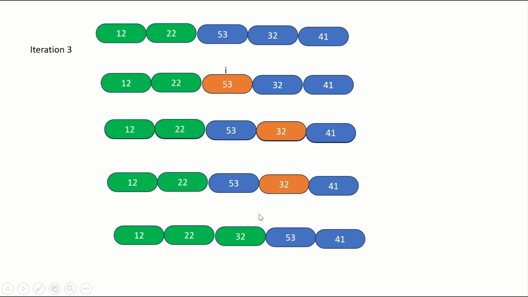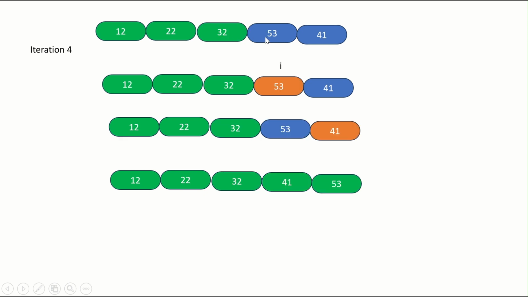Now let's move on to the fourth iteration. So 53 is the minimum element and it is at the ith position. 53 is greater than 41. So 41 becomes the minimum element and at the end it occupies the ith position. So 41 occupies this position and 53 occupies this position. So at the end of 4 iterations, our array is sorted in ascending order by the selection sort technique. So this was the selection sort technique of sorting the array in ascending order.